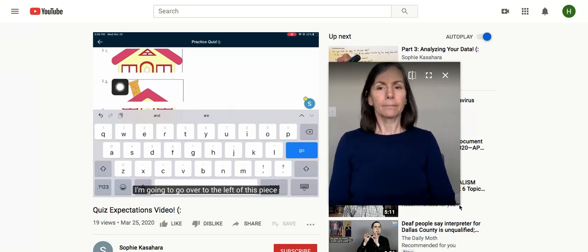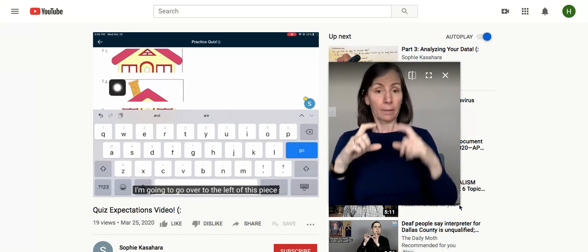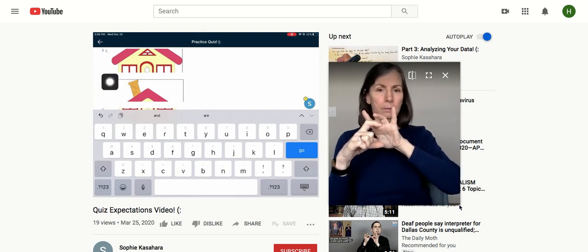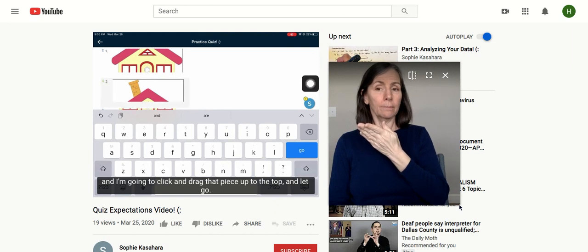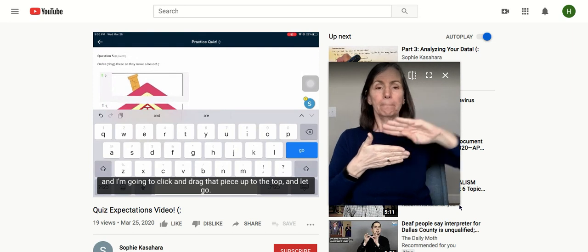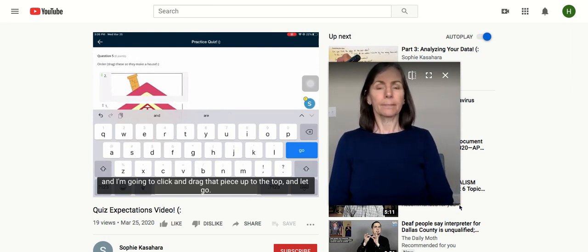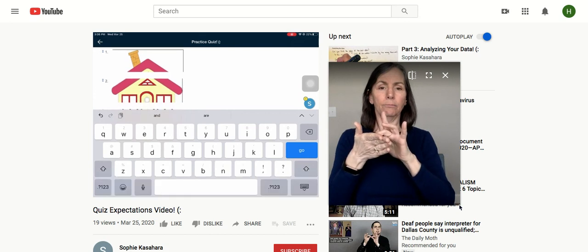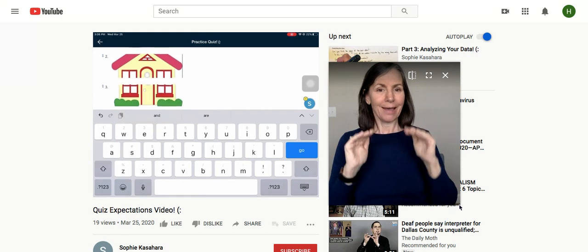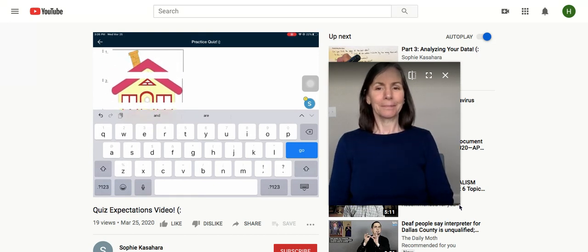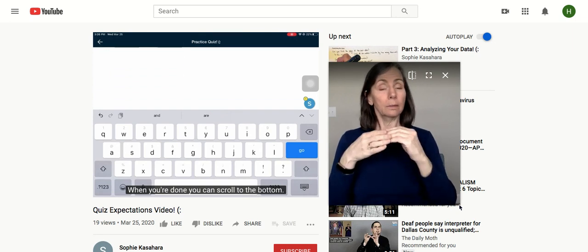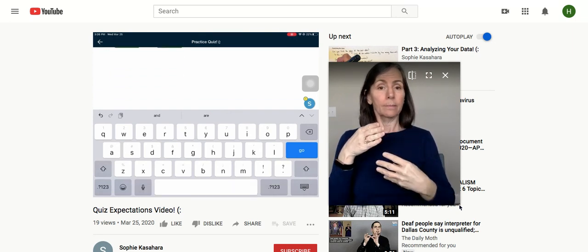So I'm going to go over to the left of this piece where it says 2. And I'm going to click and drag that piece up to the top and let go. And now my picture looks like a house. When you're done, you can scroll to the bottom.